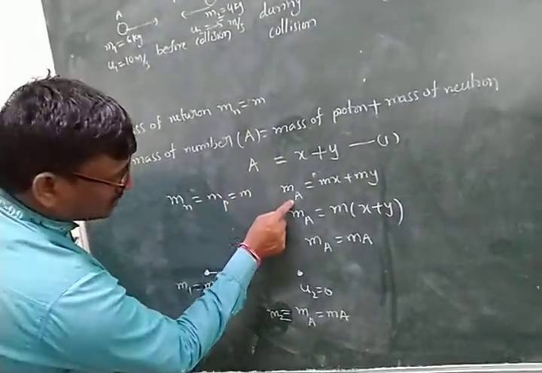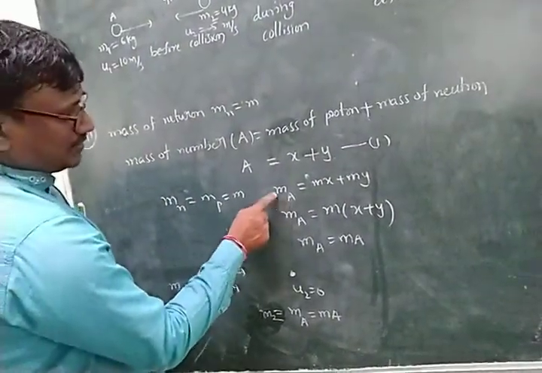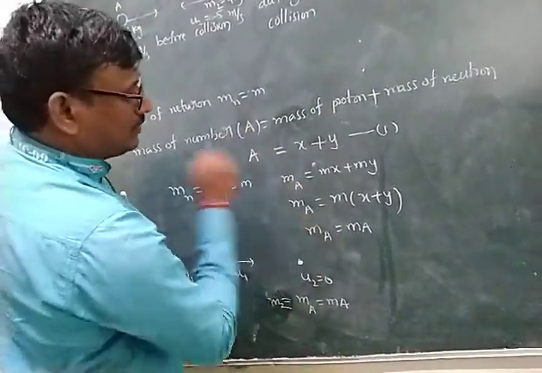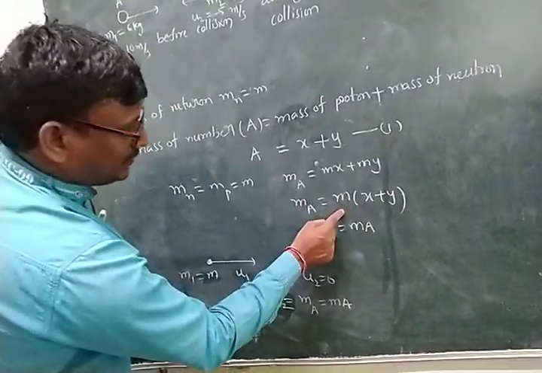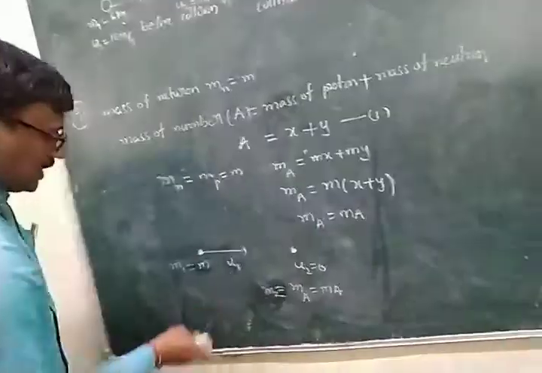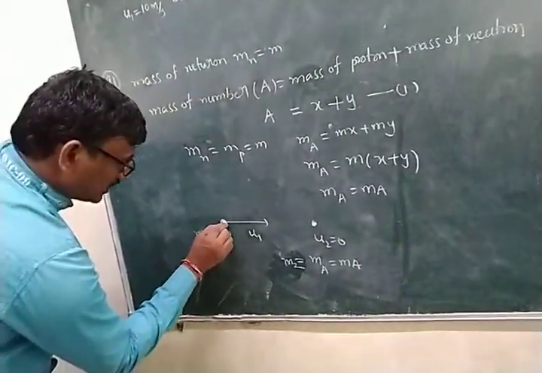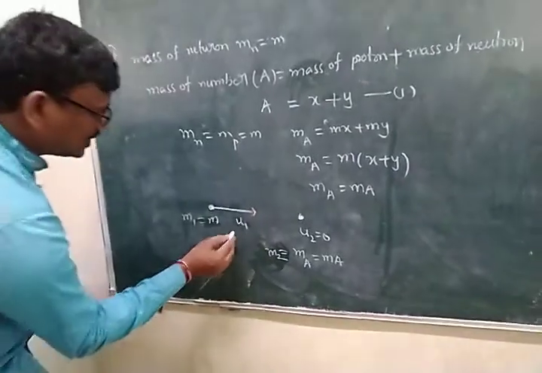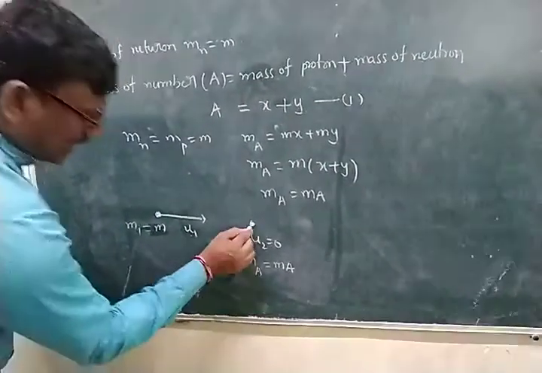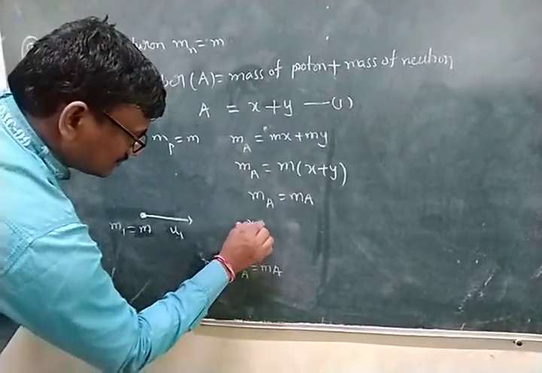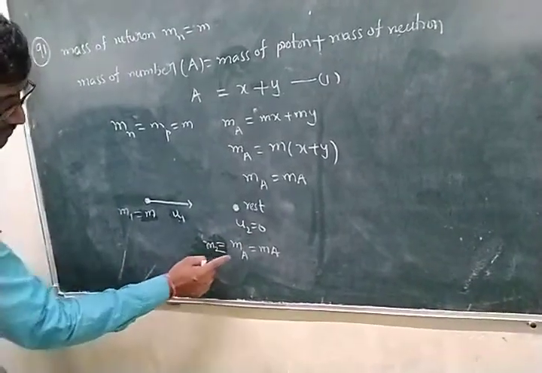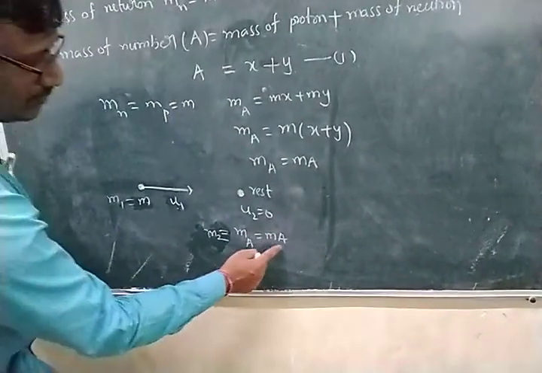Now we can write the mass number Ma is equal to the mass of proton denoted by m into x plus m into y. Taking m common, x plus y is A, so Ma is equal to m into A. Now the first particle, the neutron, is moving with initial velocity u1 and its mass is m1, equal to m. The another particle is at rest, so u2 is equal to 0, and m2 is equal to the mass number, that is equal to m into A.